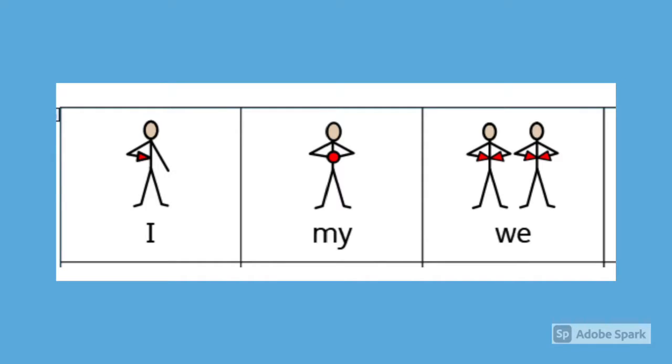Here are some of the first person pronouns that we use. So if we're talking about ourselves, we might use I, my and we. These are the pronouns that we use when we're talking about ourselves or through the eyes of a character. You are that character.